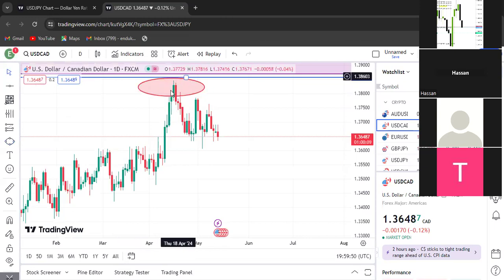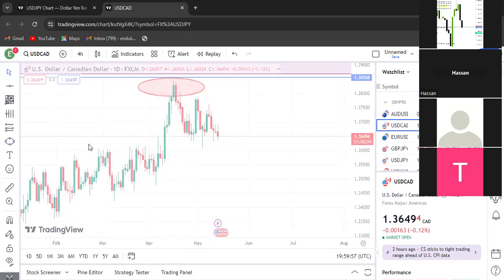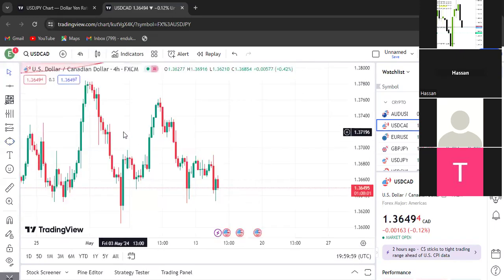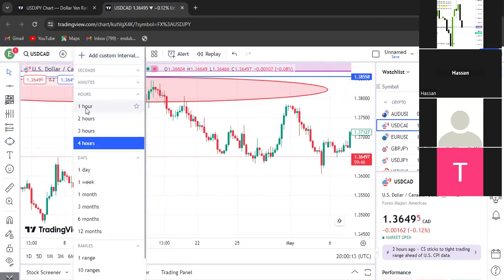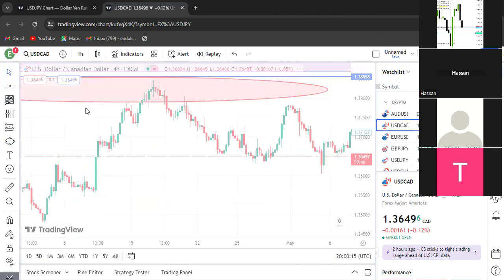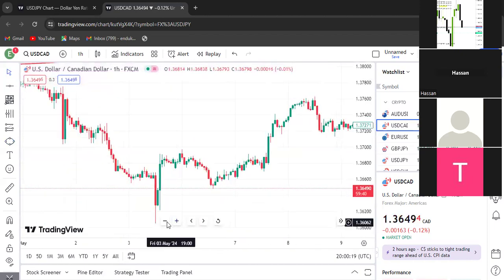So we can see this is where it was from here. Look at it. Two bearish candles were formed at this place. One bearish candle, another bearish candle was formed at this place. So I see now it is expanding when we went to lower time frames.